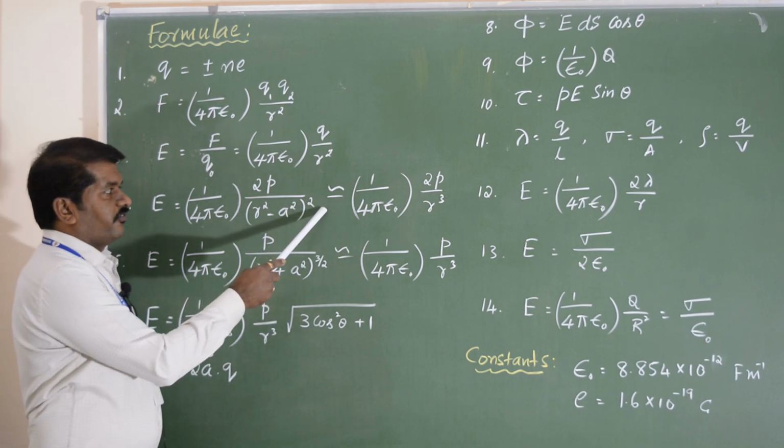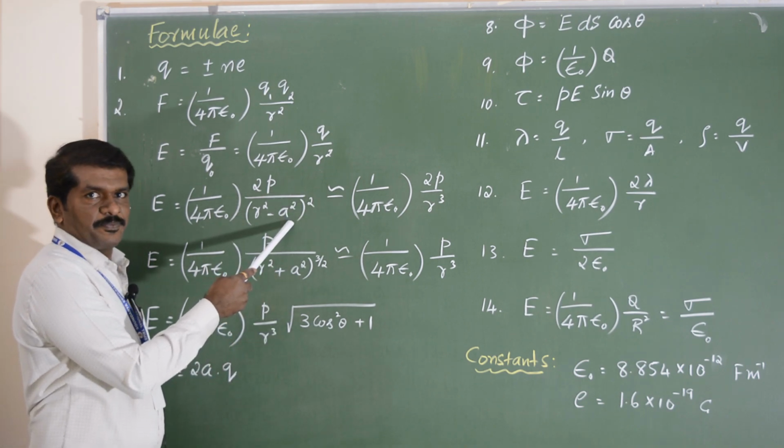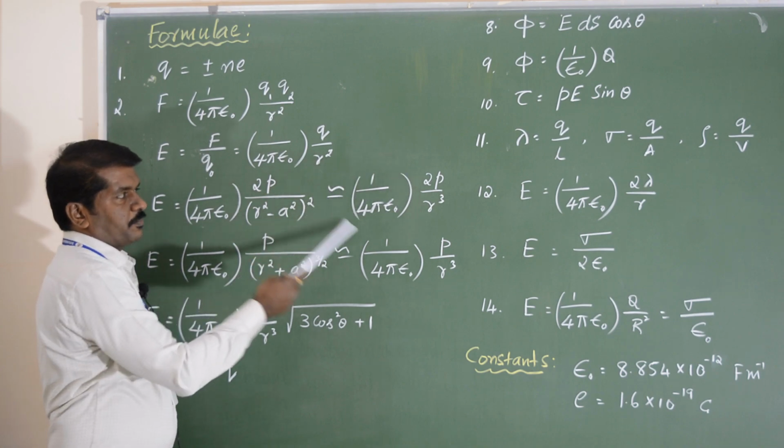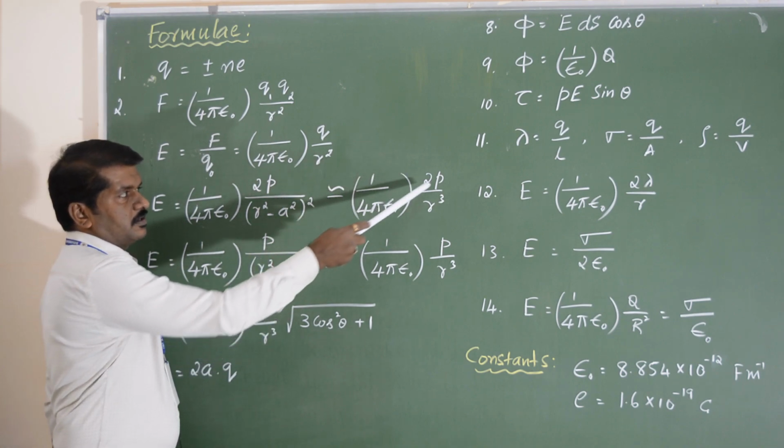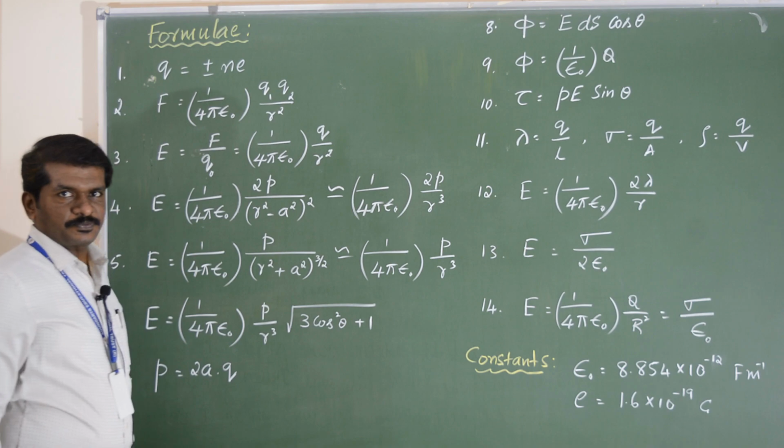So if R is very much greater than a, then the equation can be approximated as (1/4πε₀) 2p/R³.